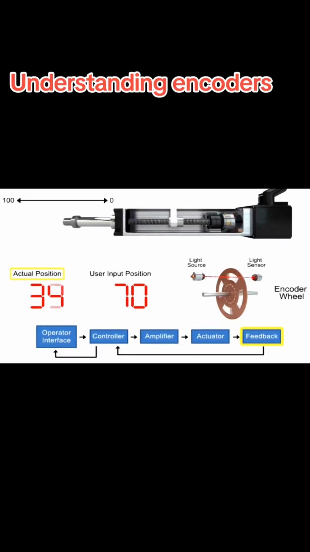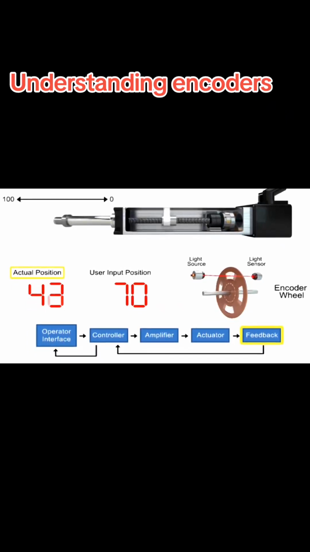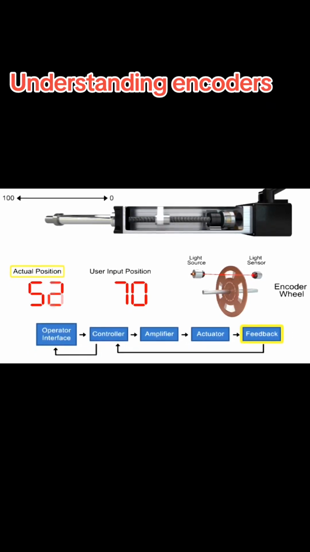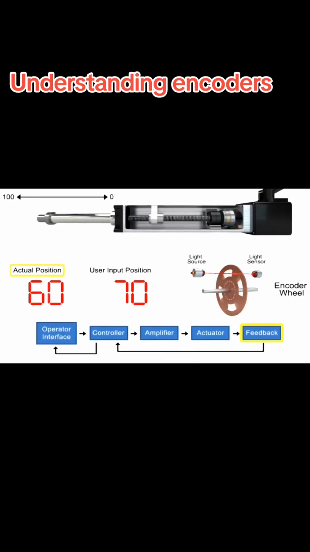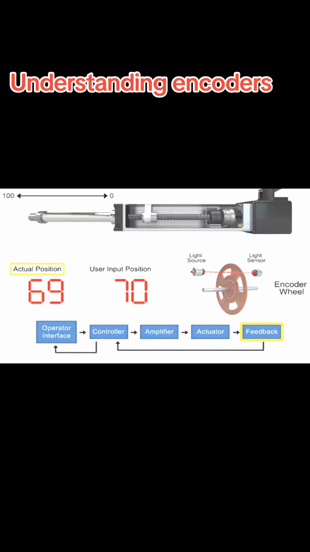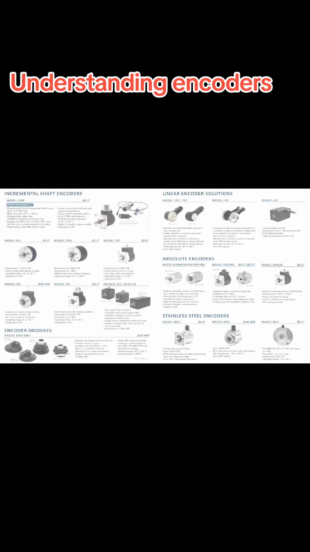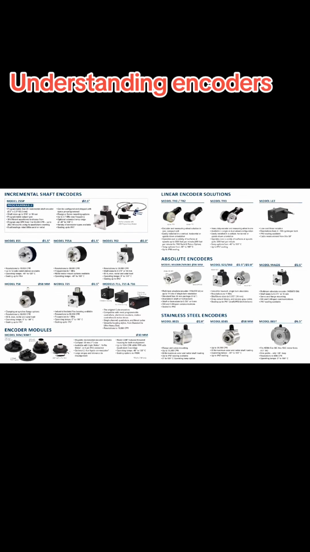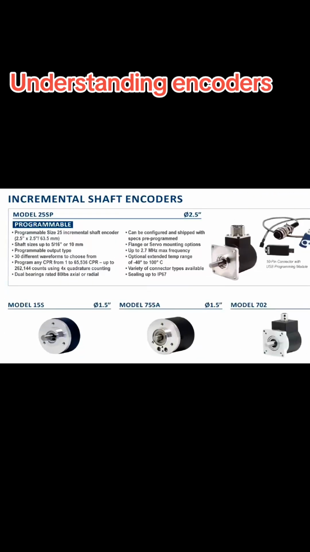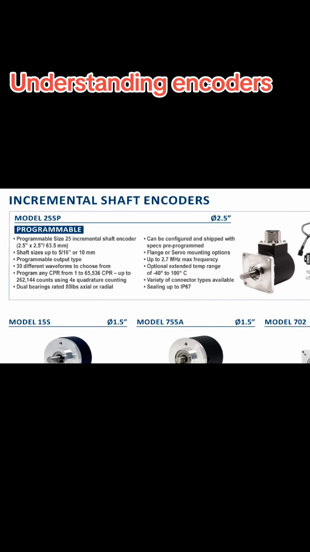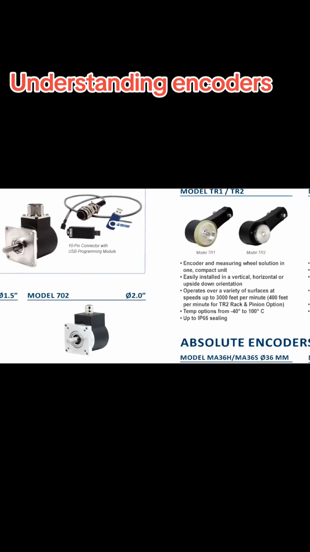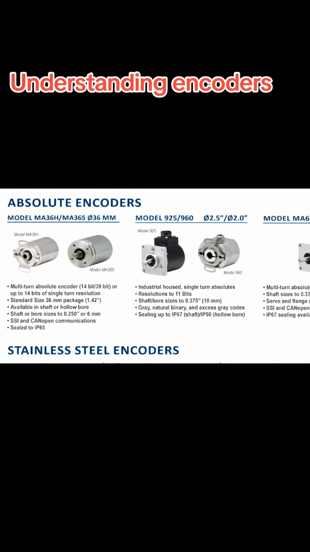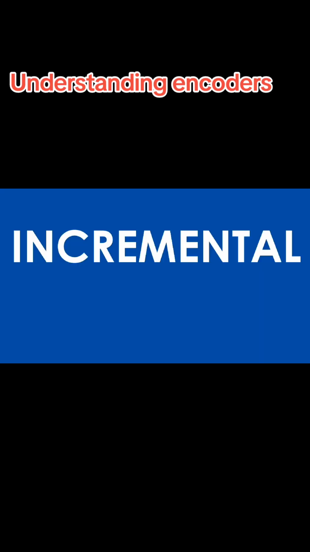When it comes to encoders, there are two main categories based on the type of position information they produce. We're going to talk about the incremental encoder, also called the shaft encoder, and of course, the absolute encoder. So, how do they work? Let's talk about the incremental encoder.